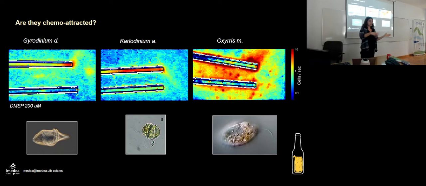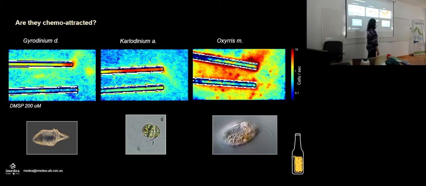So do they like the compound, or do they actually go away from it? What you see here are, for example, the results for 3 of the organisms at the maximum concentration of the DMSP. We can already see that different organisms behave differently and interact differently with the capillary. For example, there is clear chemoattraction for Gyrodinium and Karlodinium, but Gyrodinium just enters at the entrance of the capillary and doesn't travel, while Karlodinium seems to like it and actually explores the capillary in the end.